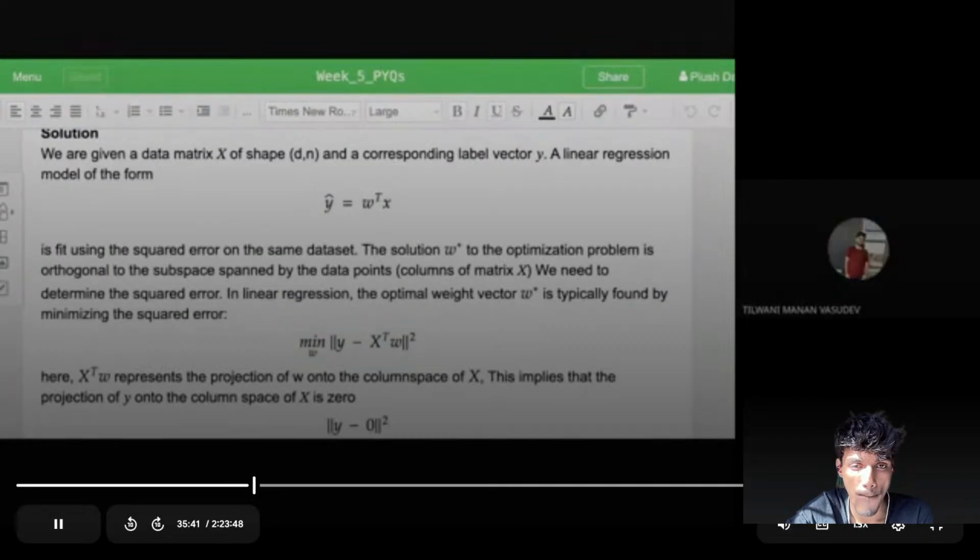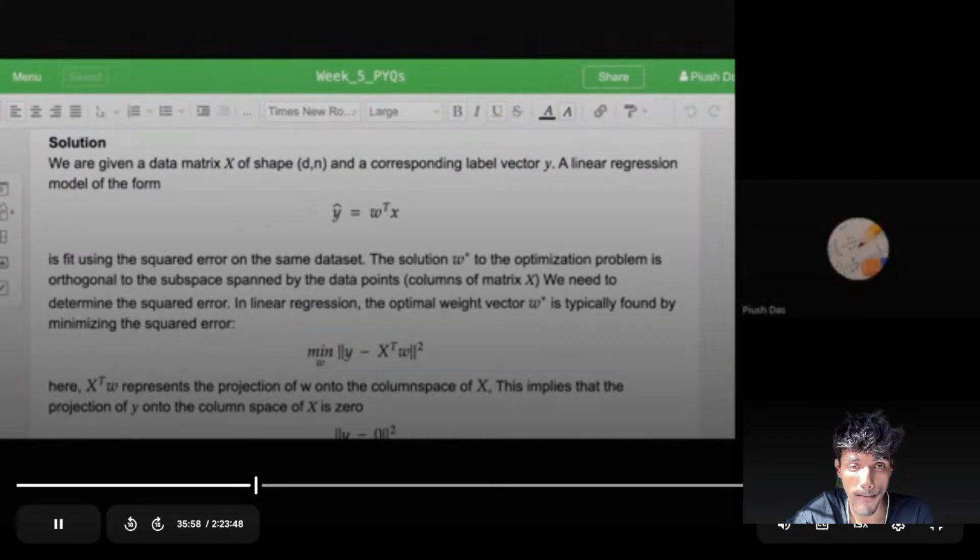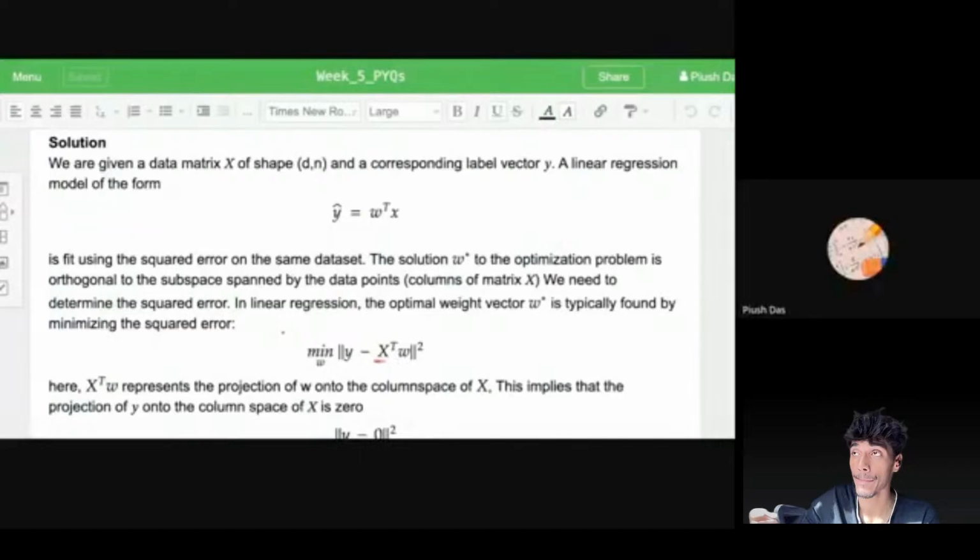So this quantity is your projection. Realize that the projection of Y onto the column space of X is 0. Since it is the projection, and we know the projection is always 0, right? The dot product came out to be 0, right?